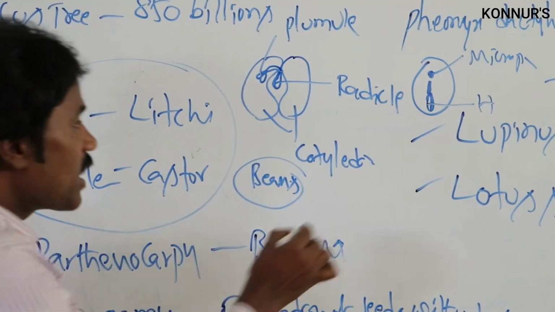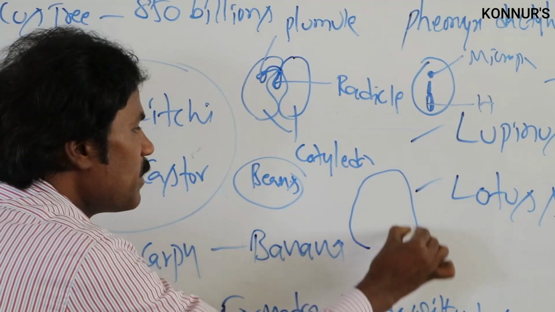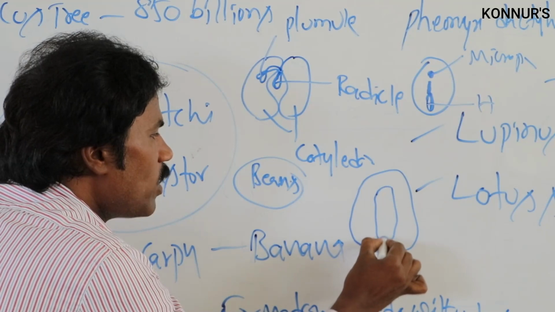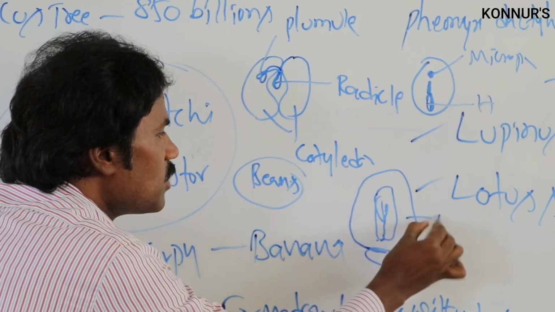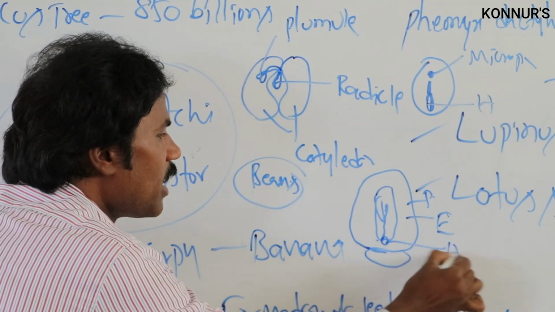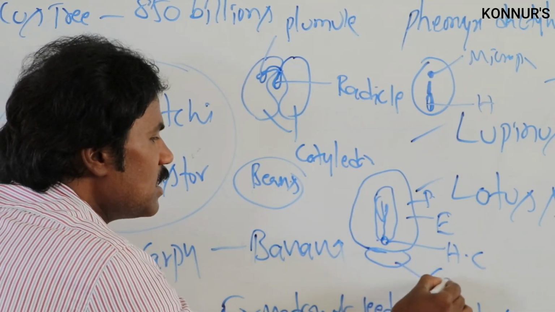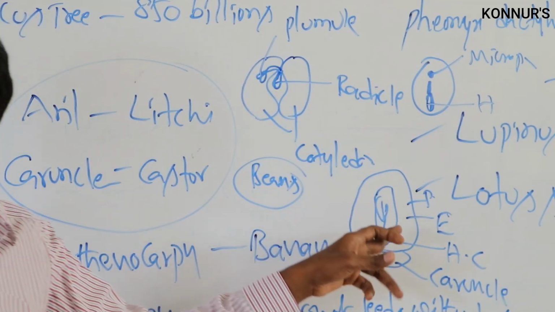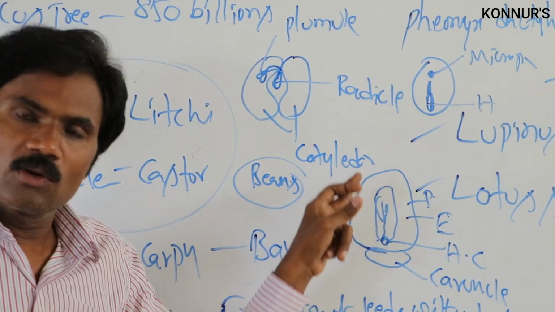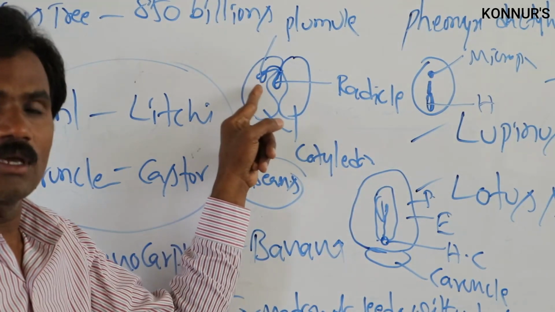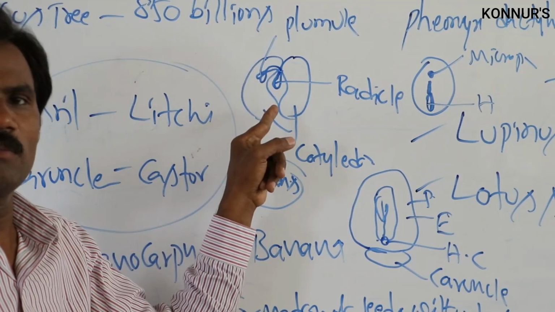Apart from this, castor can also be given. In castor, one can observe the endosperm, the pericarp, the hypocotyl, and this is the caruncle part. Like this, one can go through the diagrams, whatever is in the textbook I have given here. The remaining are as usual.